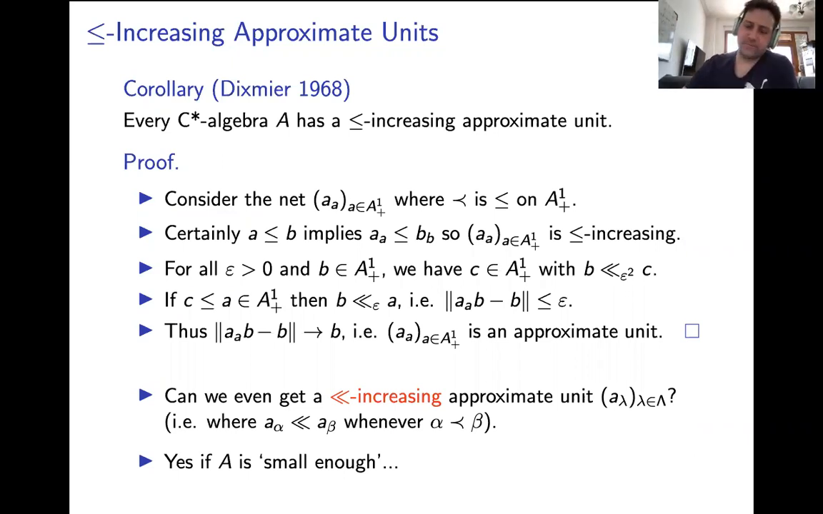As far as I'm aware, it was actually an open problem until quite recently whether you could always get an increasing approximate unit with respect to domination. But some work of mine and my colleague Pilkosh Mehta showed that if you have large enough A, then you can indeed find some C star algebras without these strictly increasing approximate units.